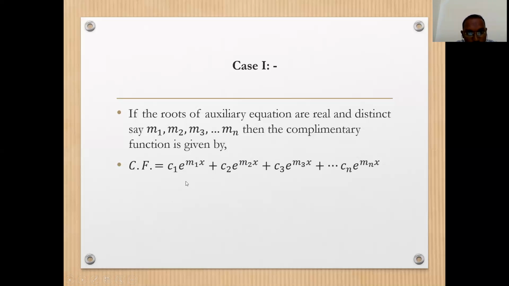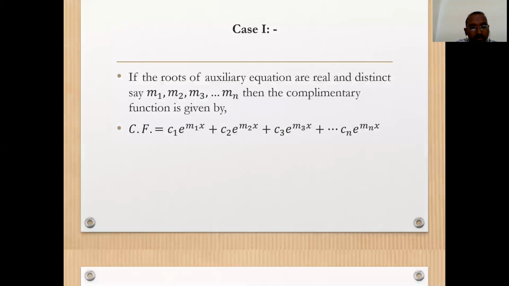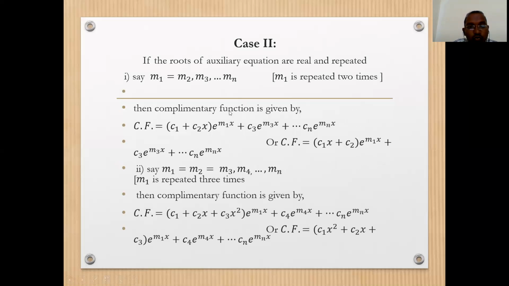So CF is equal to c1 e raised to x plus c2 e raised to 2x plus c3 e raised to 3x. Okay. We are taking three roots only, so we have to write from c1 up to c3 only. There is no need to write c4, c5, c6 and so on. This is the case where the roots of the auxiliary equation are real and distinct. Next, the second case: if the roots of the auxiliary equation are real and repeated.